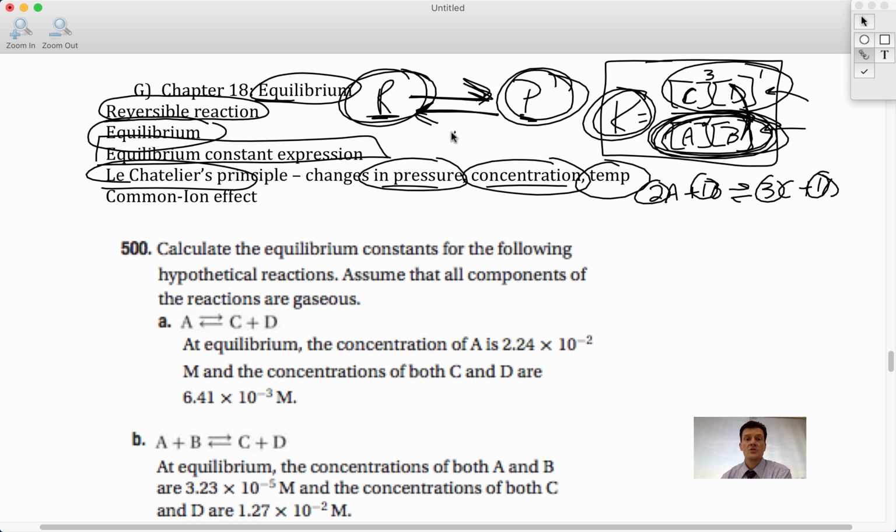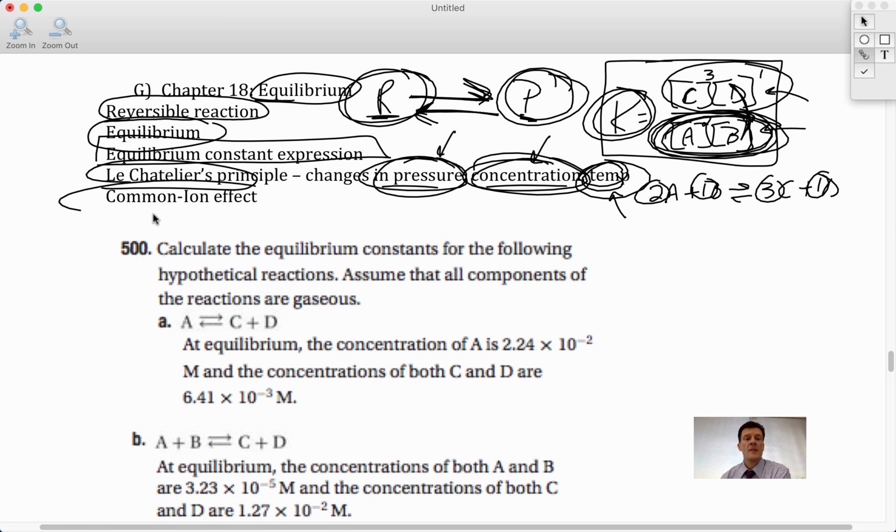All right? So you need to look back and figure out, when you change pressure, which direction is the reversible reaction going to shift? When you change concentration, how will it shift? When you change temperature, how will it shift? You must know those three things.